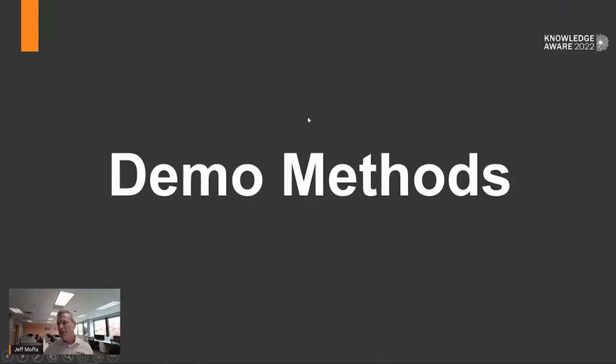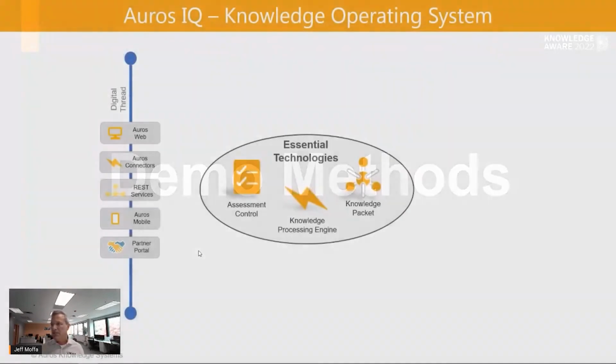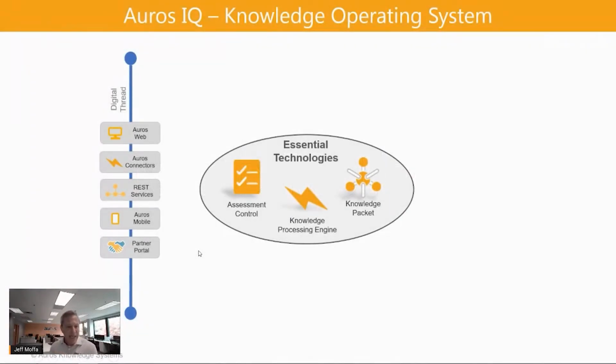So now that we've got models, I want to talk about something that's really, really important. This is where we get into the advanced part of the session. As I mentioned, the essential technologies to make the autonomousness work are the assessment control, the knowledge processing engine, and the knowledge packet. The knowledge packet contains the model. The assessment control is handling which knowledge packets and persisting the values and the state and the statuses and applying to specific program, project, or context. And the processing engine sits between and understands how to process the individual models.